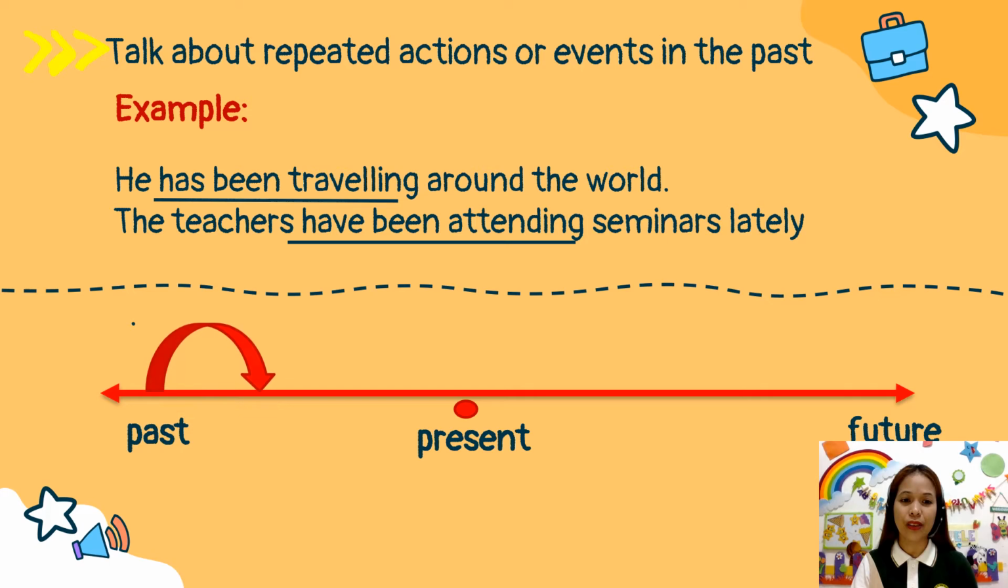Okay? So, these two examples are both in the past. They happened in the past. So you are referring to the action in the past that has been repeatedly done. So has been traveling, have been attending. For example, the teachers have been attending seminars lately. So that is all happened. You are talking about their specific action that they were doing in the past. All right.